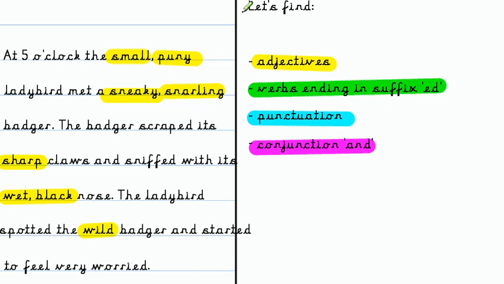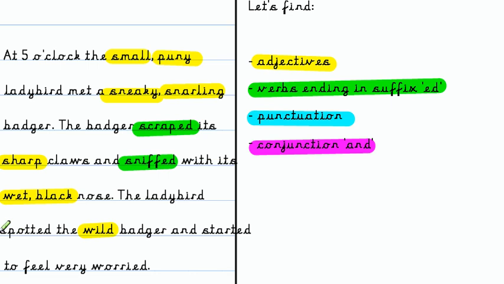Excellent, everybody. Okay, now we're going to be having a look for some of those verbs ending in the suffix ed, those past tense verbs. Let's have a look. And we've got some past tense verbs here, like the word met. That's a past tense verb, but it doesn't end with our ed suffix, so we're not going to be highlighting that one today. At 5 o'clock, the small puny ladybird met a sneaky snarling badger. The badger scraped. Can you hear that sound at the end made by the ed suffix, making it a past tense verb? The badger scraped its sharp claws and sniffed with its wet black nose.